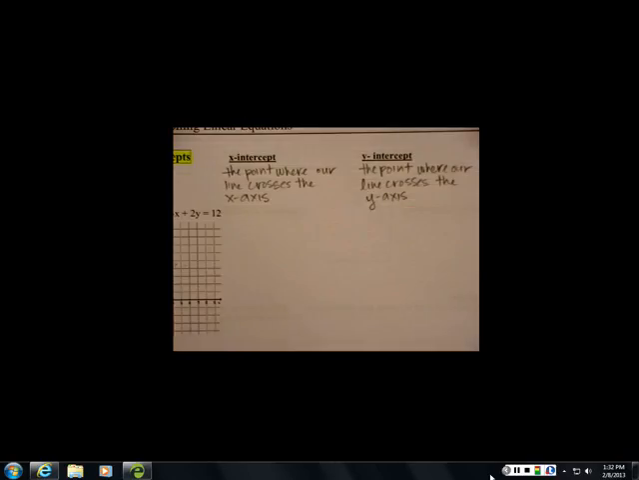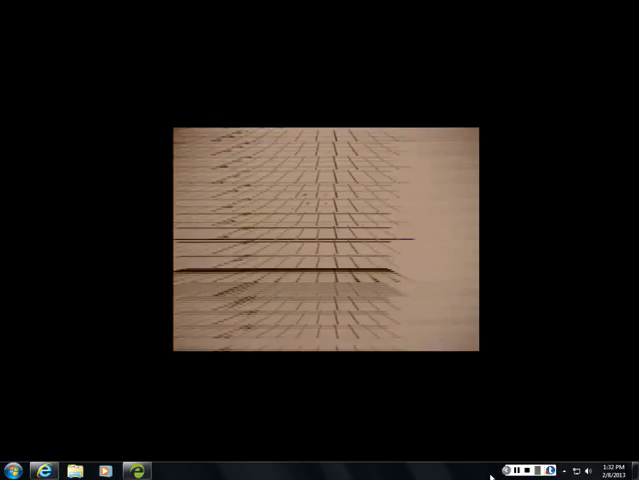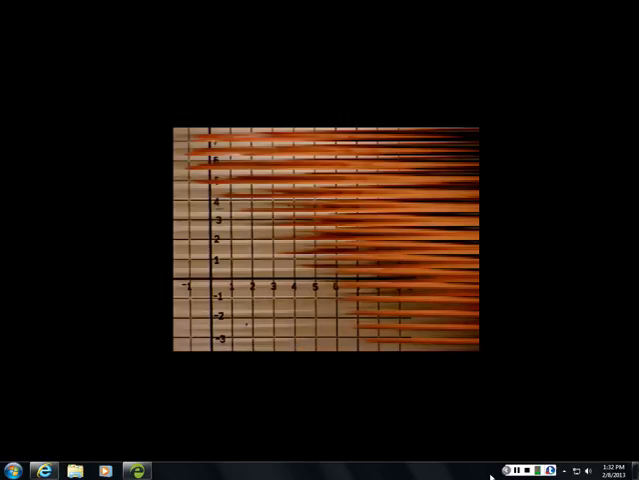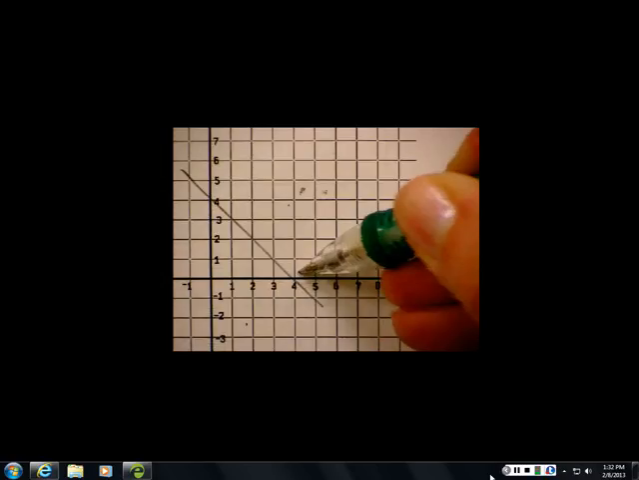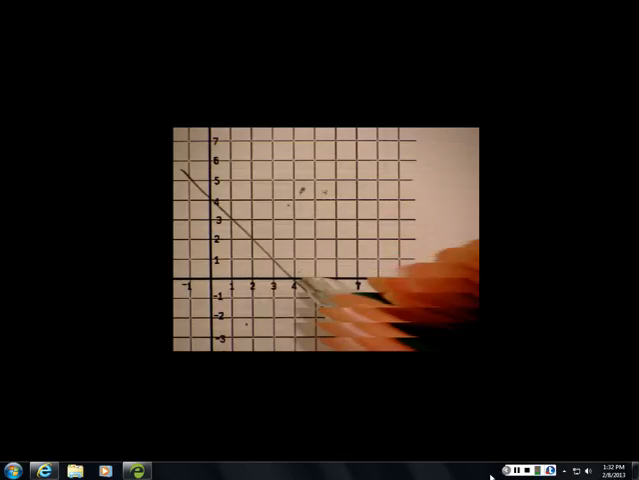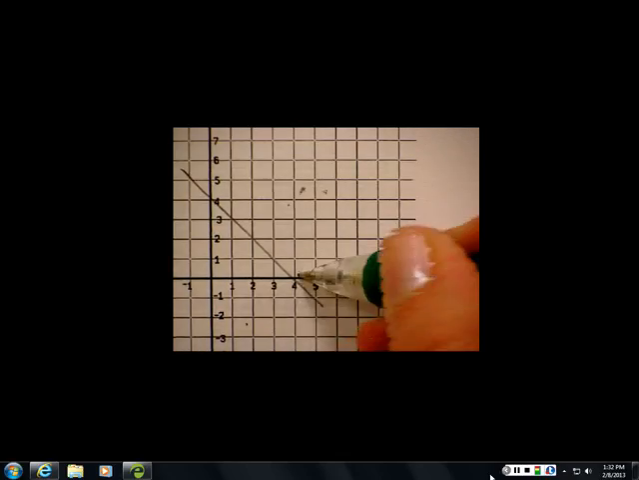Now, if we look at a graph, suppose I have a line. If my line is crossing the x-axis, say here, what is the y value of this point? Well, the y value of this point is going to be 0. So in order to find the x-intercept, I need to figure out what x is when y equals 0.